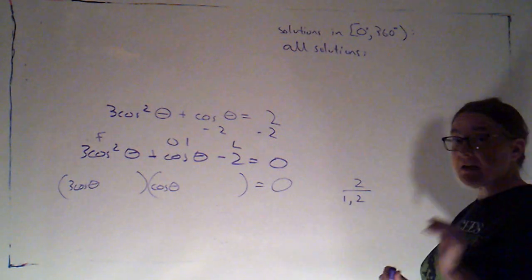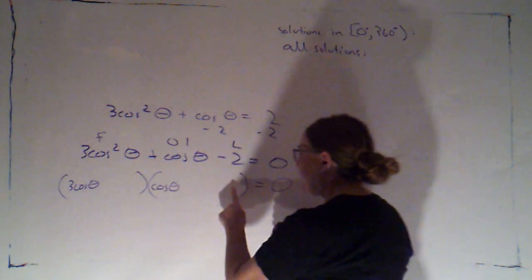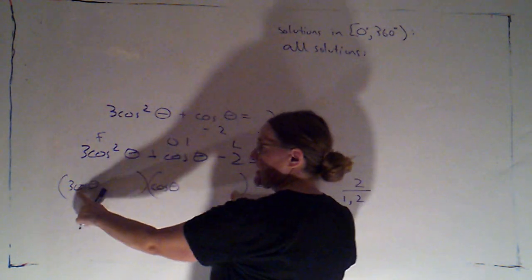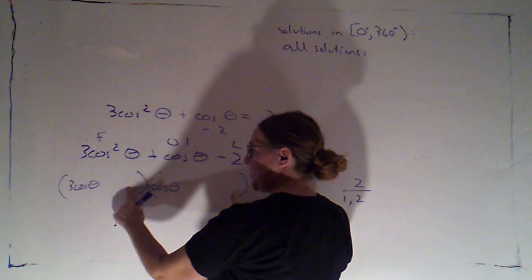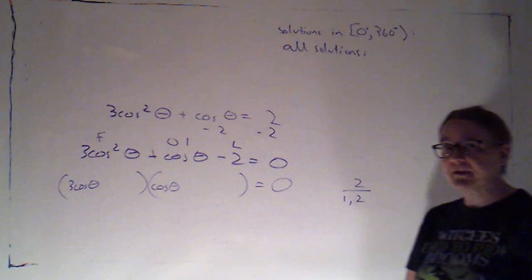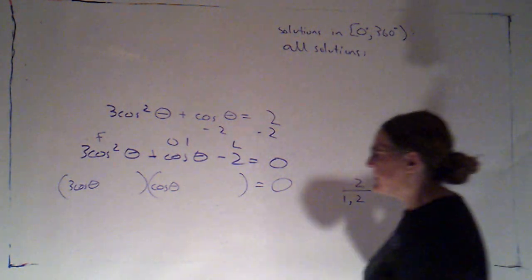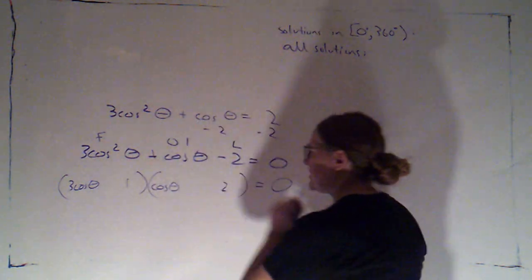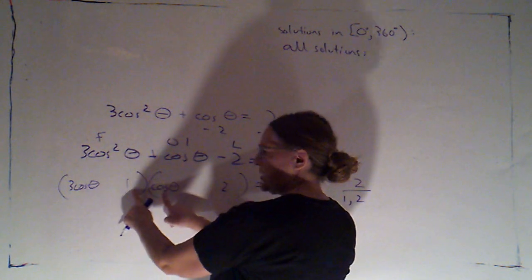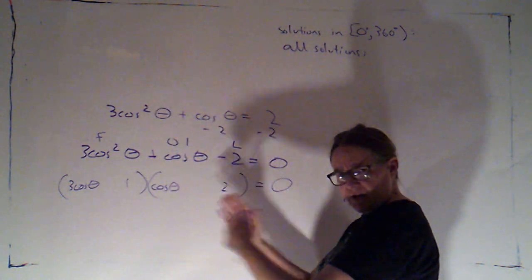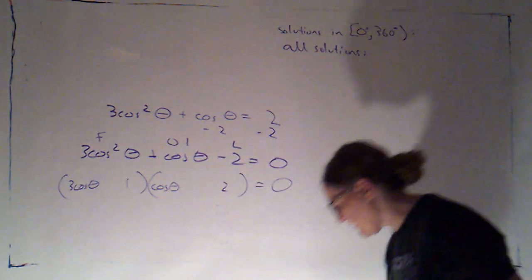But I do need to be careful here because these guys aren't the same. Whatever number I put here, I'm going to end up multiplying by the 3 cosine theta. And whatever number I put here, I'm going to end up multiplying by the cosine theta. So there's a little bit of trial and error here. If I were to put the 1 here and the 2 here, notice that would give me 6 cosines and 1 cosine. I know I'll be subtracting because one's positive and one's negative, but that's not going to give me just one copy of cosine.